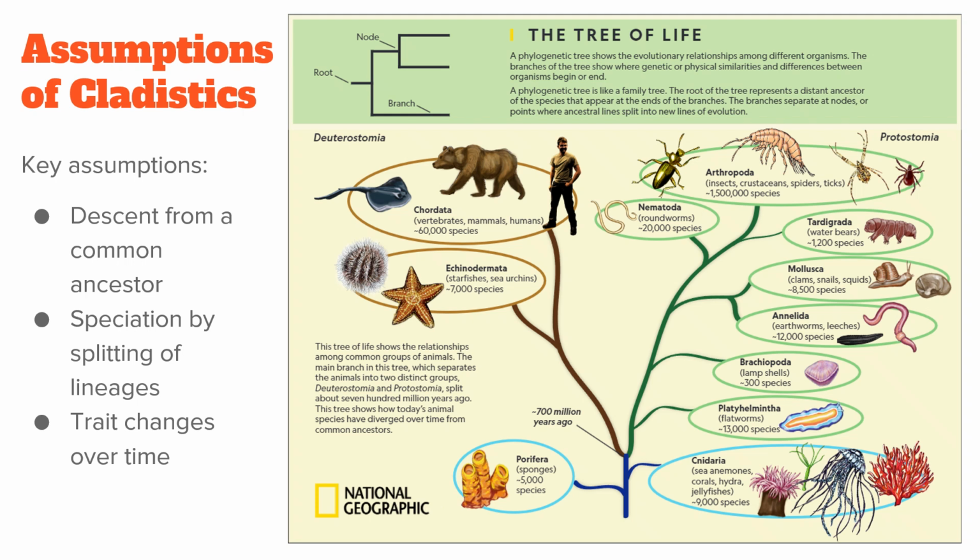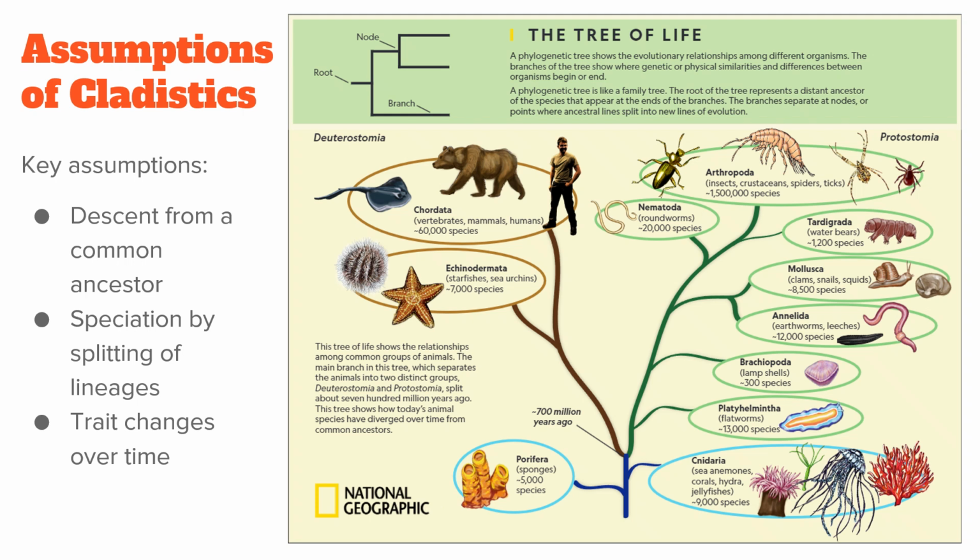Cladistics rests on three main assumptions. First, all life descends from a common ancestor. Second, speciation occurs through splitting lineages. And third, traits change over time. These assumptions may seem obvious, but they're powerful. They guide scientists in constructing hypotheses about how traits evolved and lineages diversified.